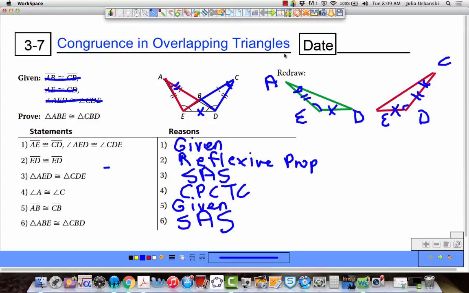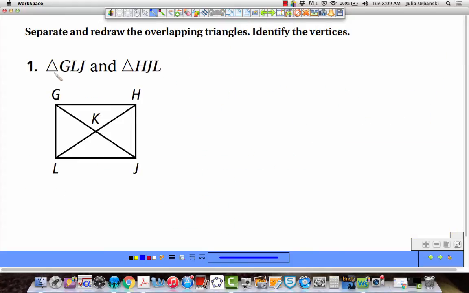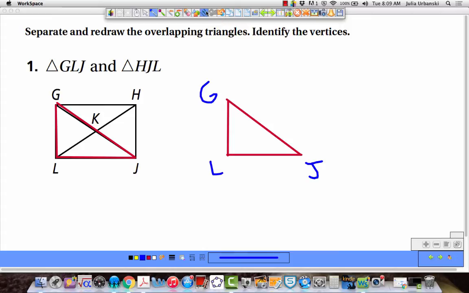All right. Thank you. So first of all, they want us to do GLJ. I'm going to highlight it here and then redraw it there. I'm going to do both, so I can see exactly what I'm doing. GLJ. So let me write it over here. GLJ. And the G is up here, the L is here, and the J is here, and there are no markings, no facts for me to write down.